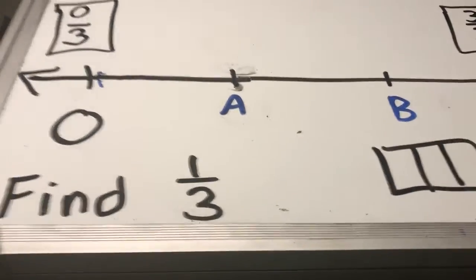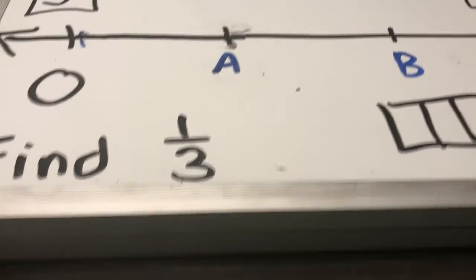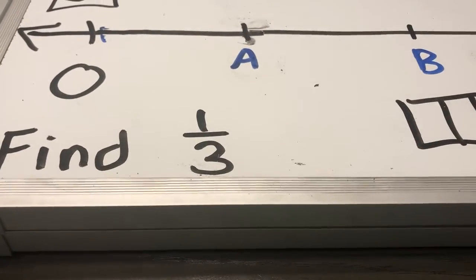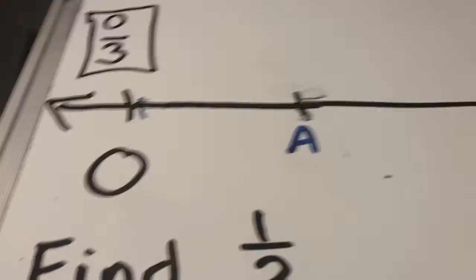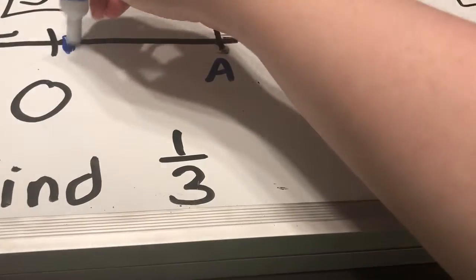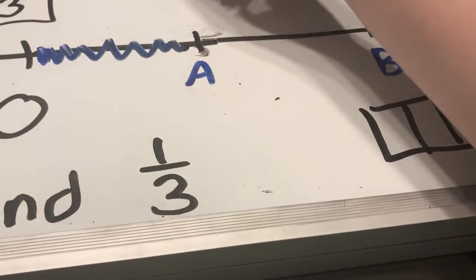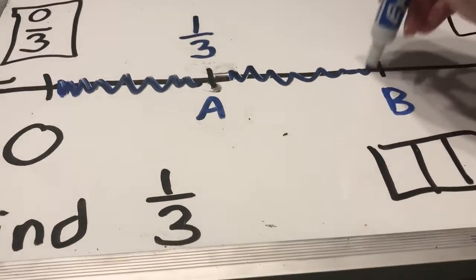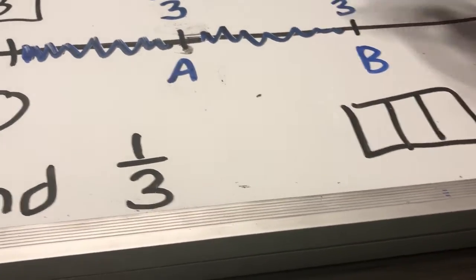Your job? Which letter, A or B, shows 1/3? Good. Letter A, because that's 1 of our 3 parts. Letter B shows 2 of our 3 parts.